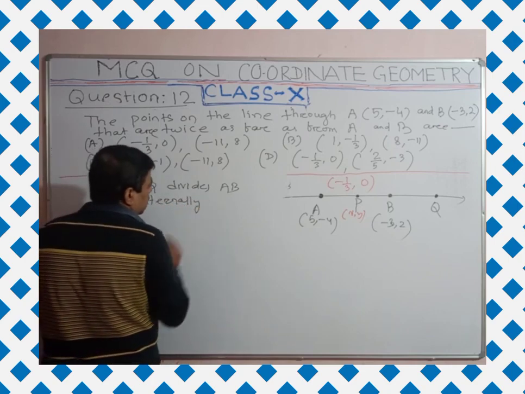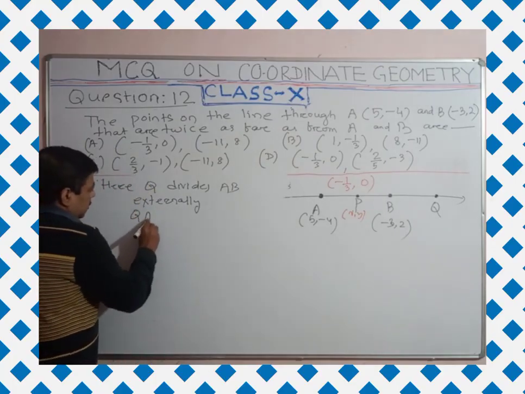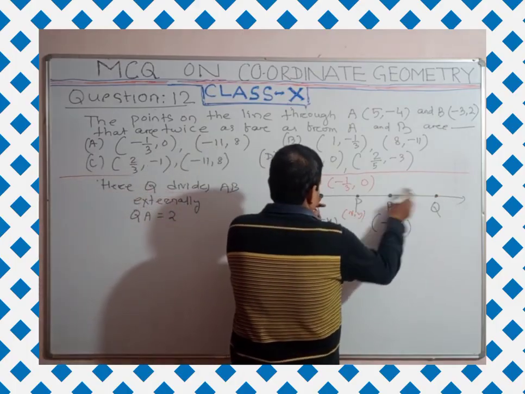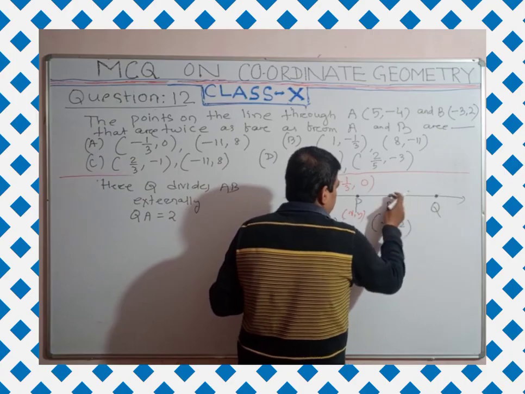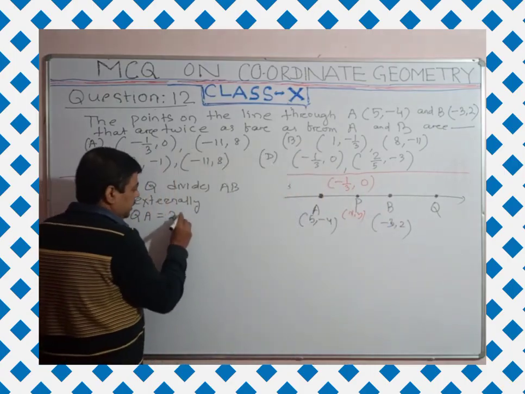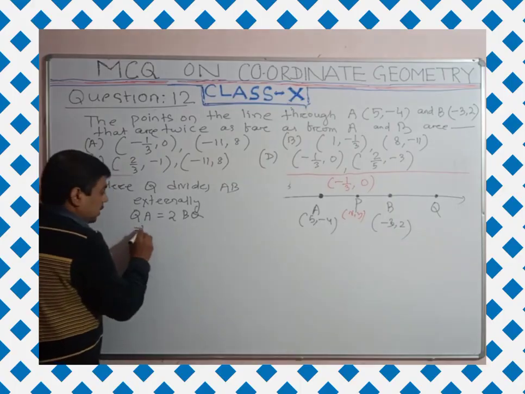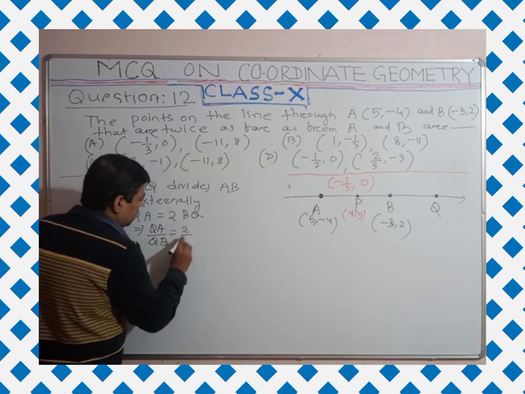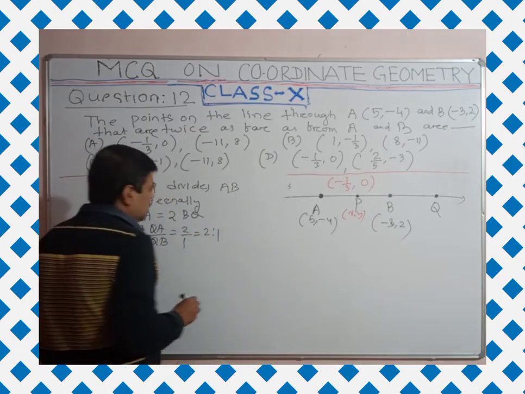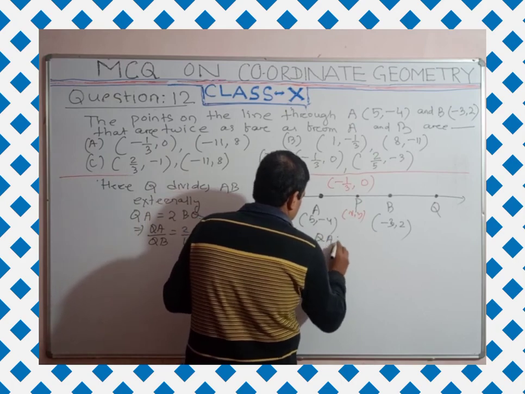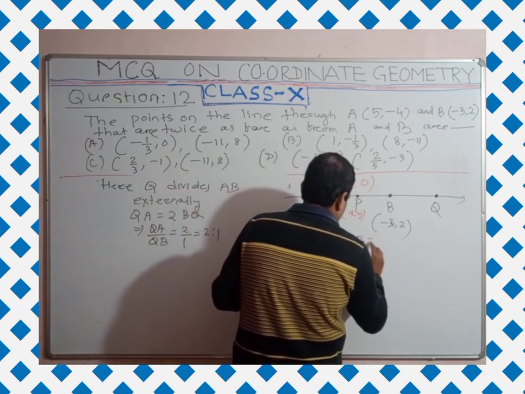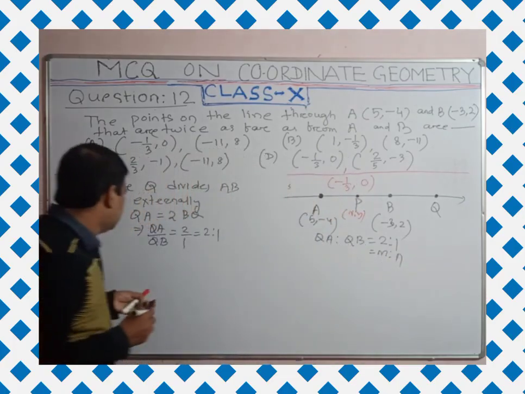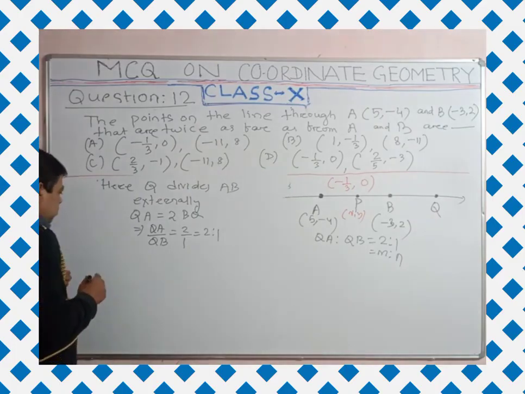In the ratio, it is given that QA is equal to twice QB. The distance of Q from A is twice the distance of Q from B. That implies QA divided by QB is equal to 2 by 1, or 2:1. So you got QA is to QB equal to 2:1. Here M is to N, M value 2, N value 1. Understand? Okay.